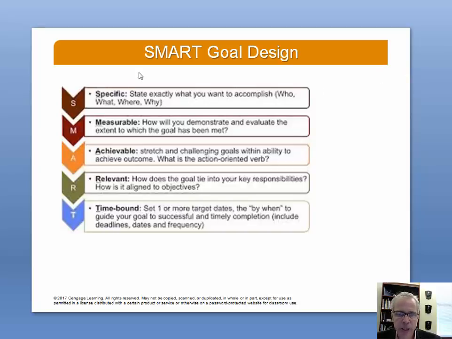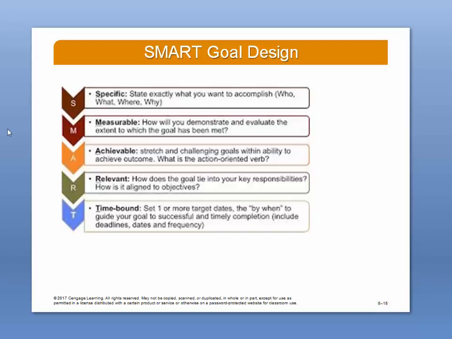SMART goal design. We said SMART is an acronym that stands for specific, measurable, achievable, relevant, and time-bound, right? Our goals should meet those requirements. So let's say in my job I had the goal given to me to improve customer relations, or improve customer satisfaction. Alright, so that's my goal.